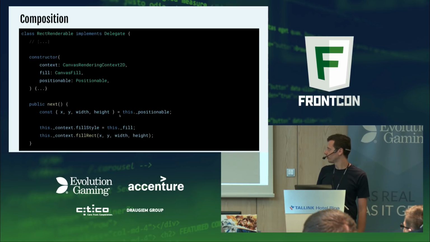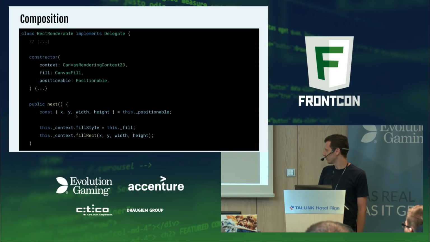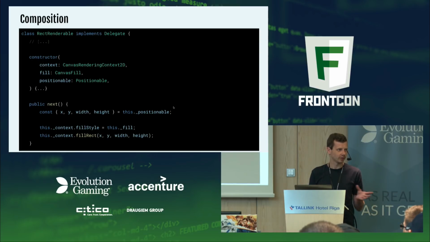So let's look at an example of a delegate or a component. This is the rect renderable. This is the logic for rendering the road and the background in particular. So all this does is it extracts the x position, y position, width and height information from the positionable instance, and then it sets the context fill style property with the desired fill, and then it merely fills the rectangle using the provided context. So this isn't relying on having to call super.next or any kind of type coupling, because the inheritance is no longer here within this architecture.